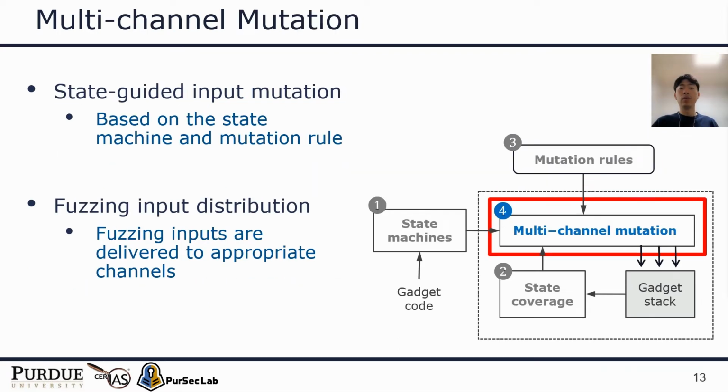In this step, we generate and mutate the stateful input, which is fully driven by the state machine as specified in the mutation rules. So input could be generated toward unexplored states or transitions, so we would cover and execute more functionality of the target USB gadget. Then the generated input will be delivered to the appropriate input channel, which is specified in the state machine as well.